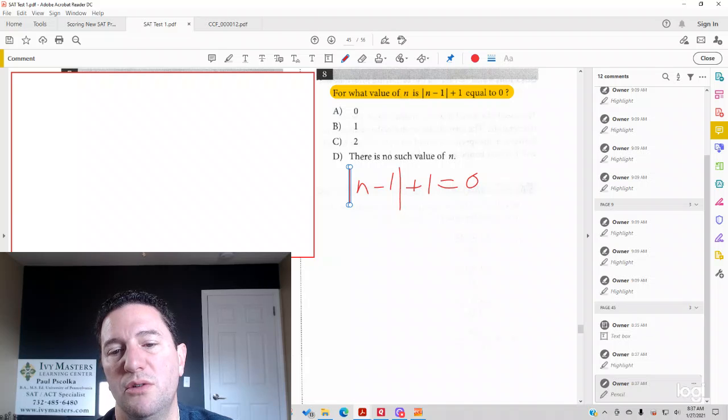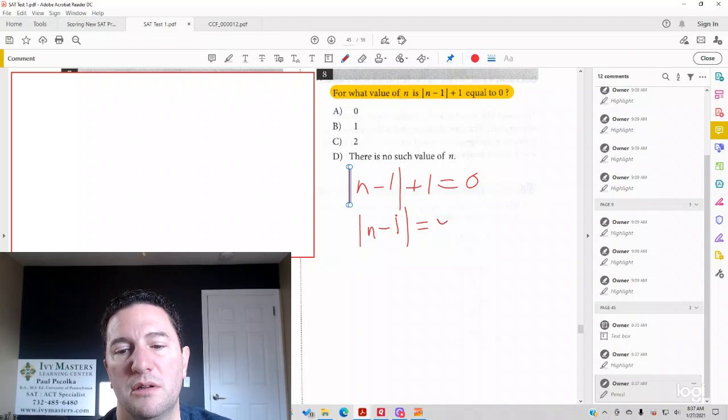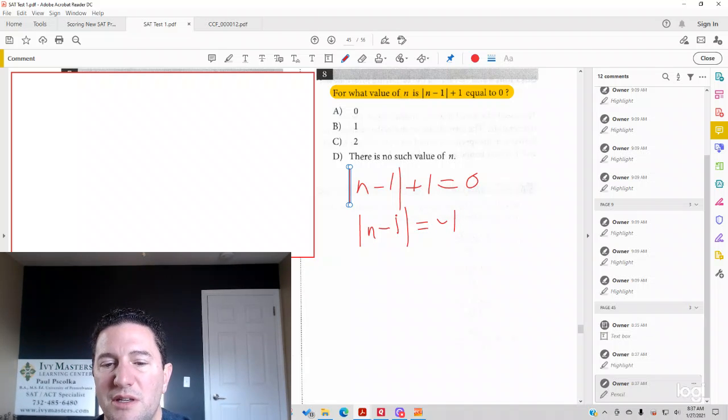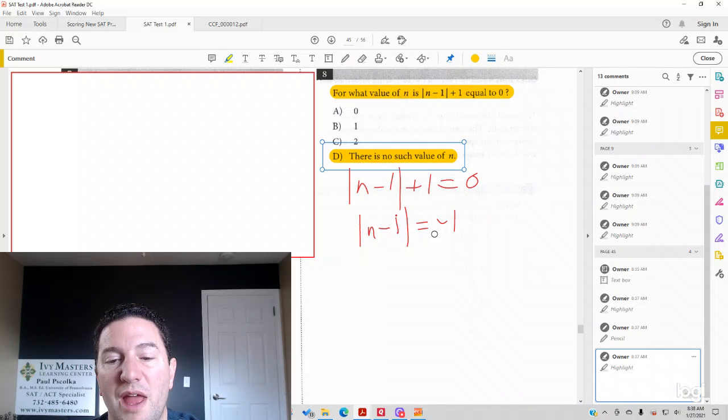So what's the first thing you do here? You subtract 1 from both sides. You want to isolate the absolute value. And what you might notice here is that the absolute value of nothing could give you a negative result. Correct answer is D, no such value of n.